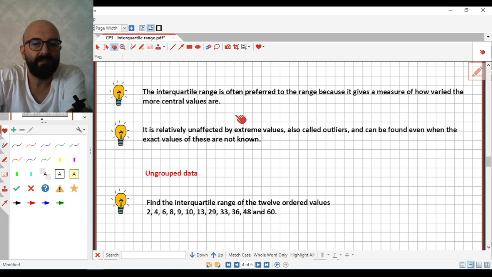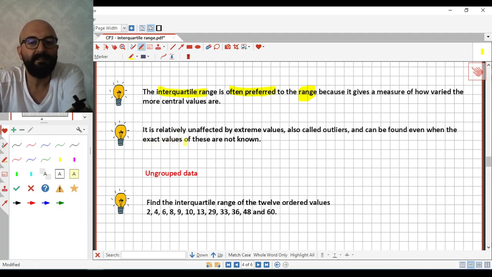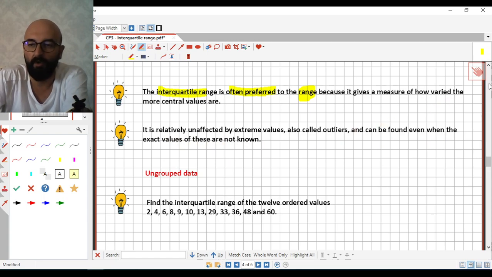The interquartile range is often preferred to the range because it gives a measure of how varied the more central values are. It is relatively unaffected by extreme values, also called outliers, and can be found even when the exact values of these are not known.